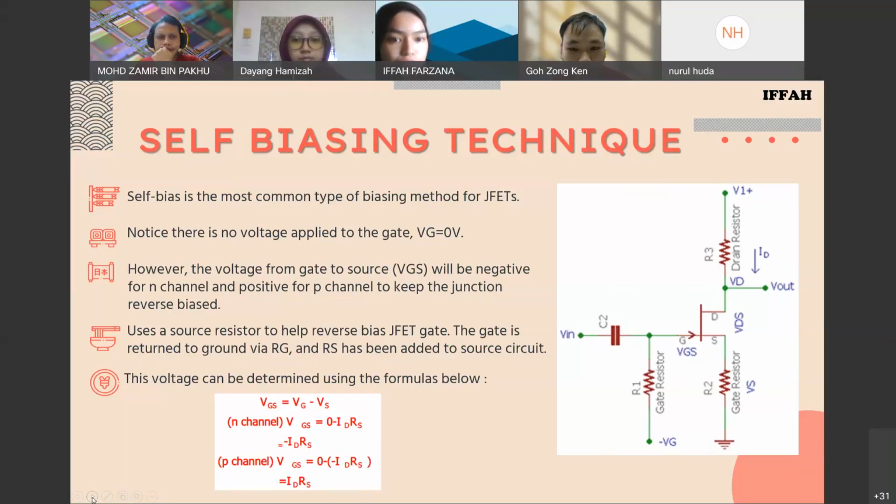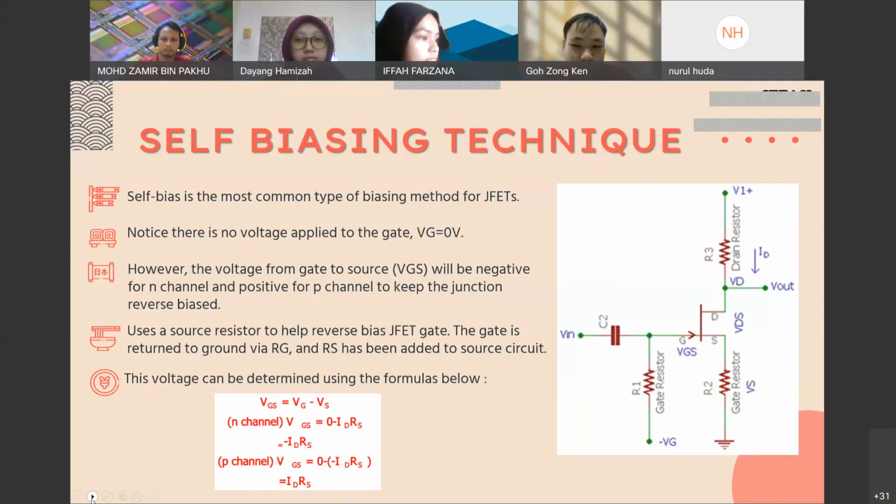Now the gate-to-source voltage can be determined by the difference between gate voltage and source voltage. Since the gate current is 0 and V equals IR, the gate voltage, equal to gate current times gate resistor, is 0. So VGS is equal to 0 minus drain current times source resistance. Thus, no external biasing source is needed. The biasing is created by itself using the voltage drop across the source resistor. This voltage can be determined using the formulas below.